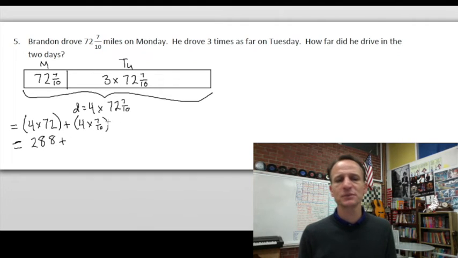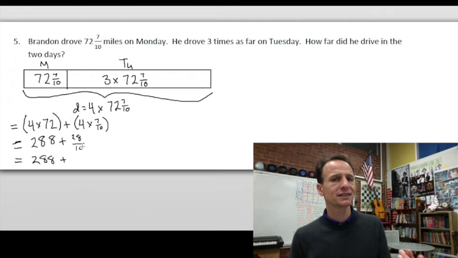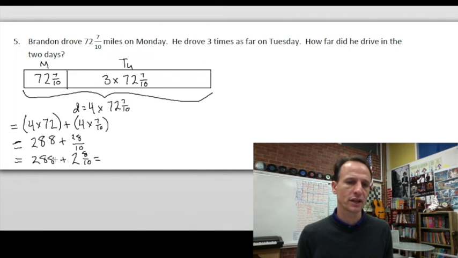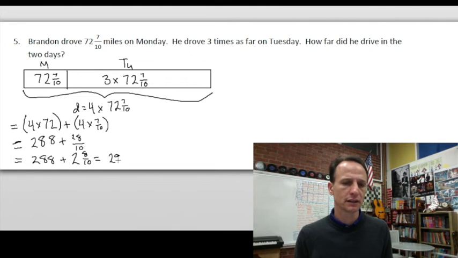And then 4 times 7/10, well, we just did 4 times 7, it's 28. Now we're talking about tenths. And tenths are a little easier to simplify, I think, than other ones. So it'll be the 288. How many 10s in 28? Yeah, you can see there's 2, and that leaves 8 tenths. Beautiful. Can we put these together? Oh, yes, we can. 288 and 2 make 290. And don't forget about the 8 tenths.